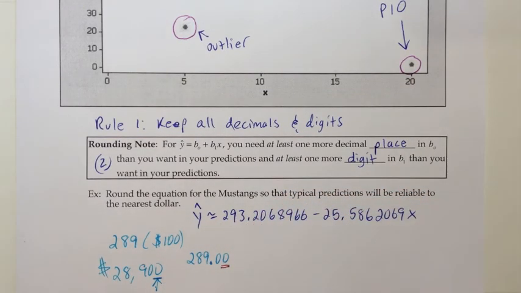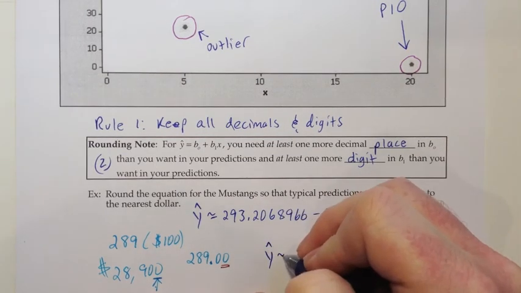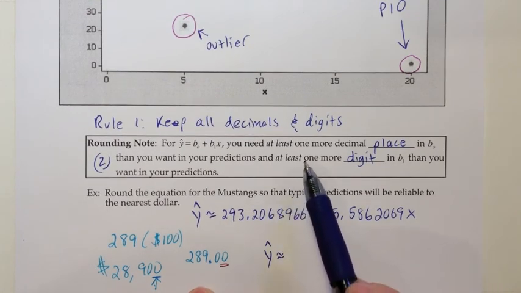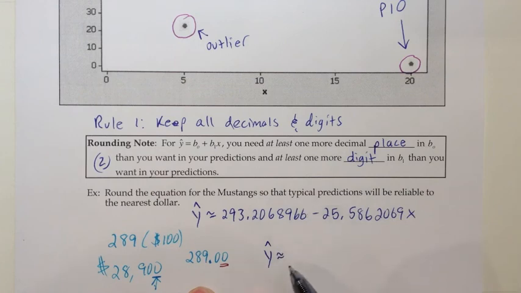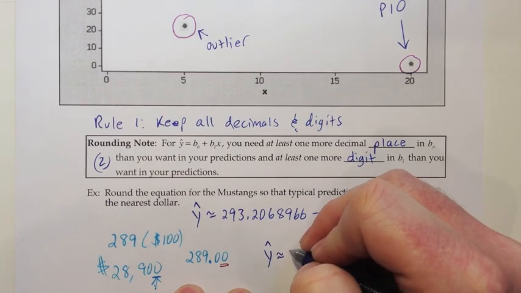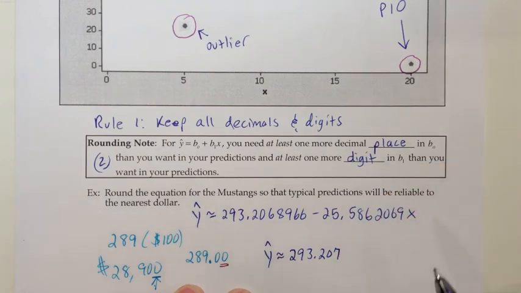And then I want to think about that when I write out my equation. So I'm going to write y hat is approximately equal to, and this rule right here says that when I write my intercept, I need at least 1 more decimal place in my intercept than I had in this predicted value. So to get to the nearest dollar, I needed 2 decimal places, so I want more than that in my intercept, which would mean 3. So 293.207 would be the shortest answer I could write. Notice it is a 6, but followed by an 8, so I rounded it up. And I went 3 decimals in my intercept, so I could trust 2 in my prediction.